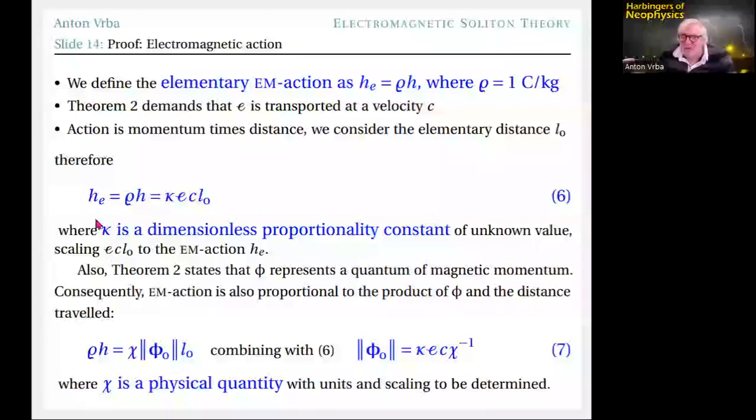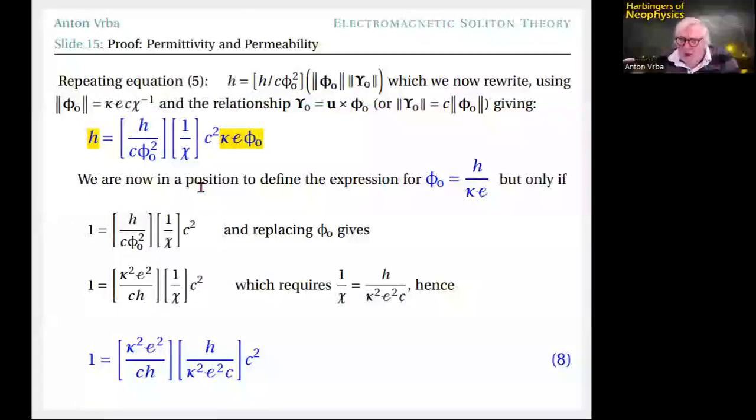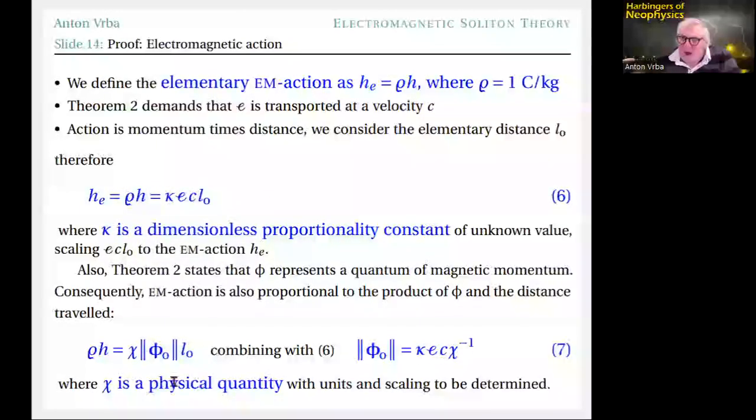Therefore, I now write the elementary electromagnetic action with kappa, which is a dimensionless constant, just to get scaling right, because I don't know what the scaling is. My electromotive charge times velocity times the distance, that is a momentum times the distance, gives me H_E. Also, oops, sorry. Phi O, I said, is electromagnetic momentum. So I already got the momentum. I just need to multiply it by L_O and introduce another constant or physical quantity to do the necessary conversions to get the electromagnetic momentum.